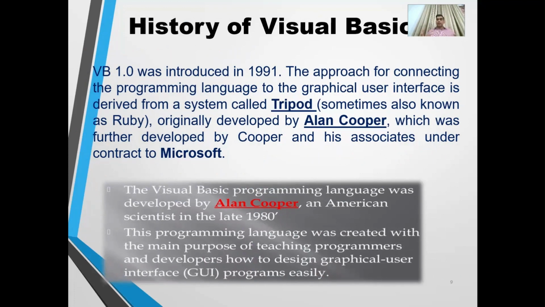The approach for connecting the programming language to the graphical user interface is derived from a system called Tripod, sometimes also known as Ruby, originally developed by Alan Cooper, which was further developed by Cooper and his associates under contract to Microsoft. So the main purpose of this programming language is teaching programmers and developers how to design graphical user interface programs easily. The main purpose of VB is to interact with graphical programming. It is a pure graphical and event driven programming language, very easy and understandable.